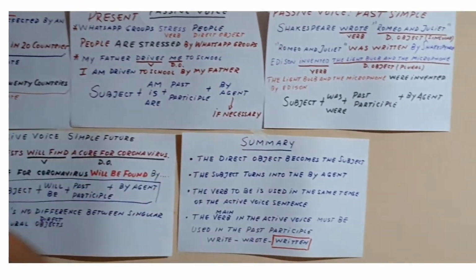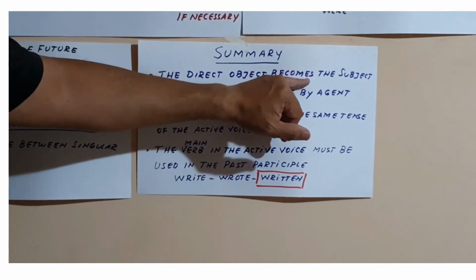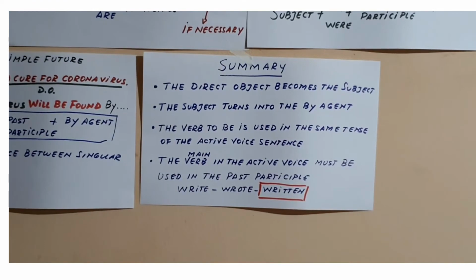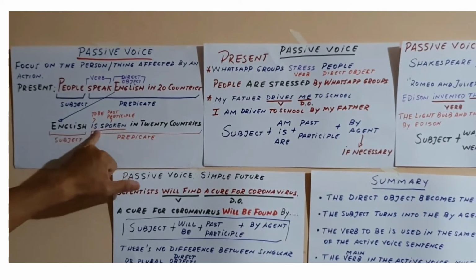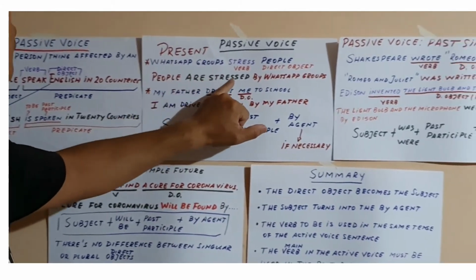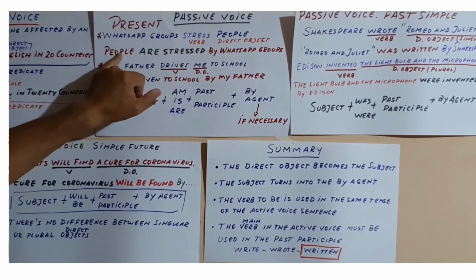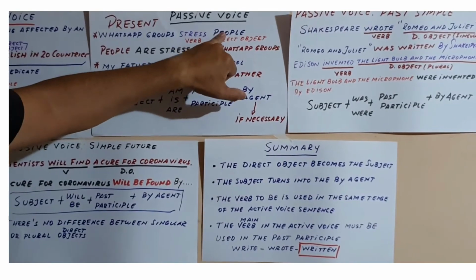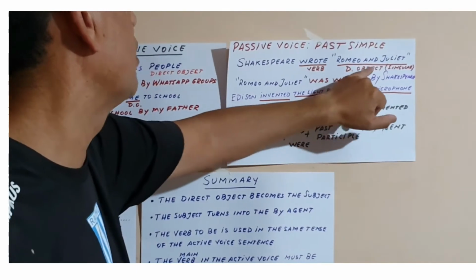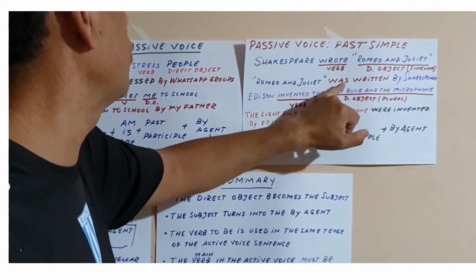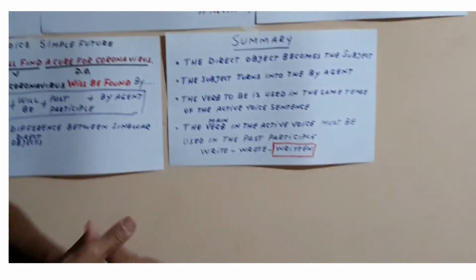So, let's see this summary. The direct object becomes the subject. El objeto directo de la oración en voz activa se hace el sujeto de la voz pasiva. Fíjense, si no se acuerdan. People speak English. English is spoken. People are stressed by WhatsApp groups. So, WhatsApp groups stress people. Entonces, people are stressed. The direct object is the subject. Or here, Shakespeare wrote Romeo and Juliet. Romeo and Juliet is the subject. Romeo and Juliet was written. No se olviden de eso. Identifiquen el objeto directo y con eso comienza la oración en voz pasiva.